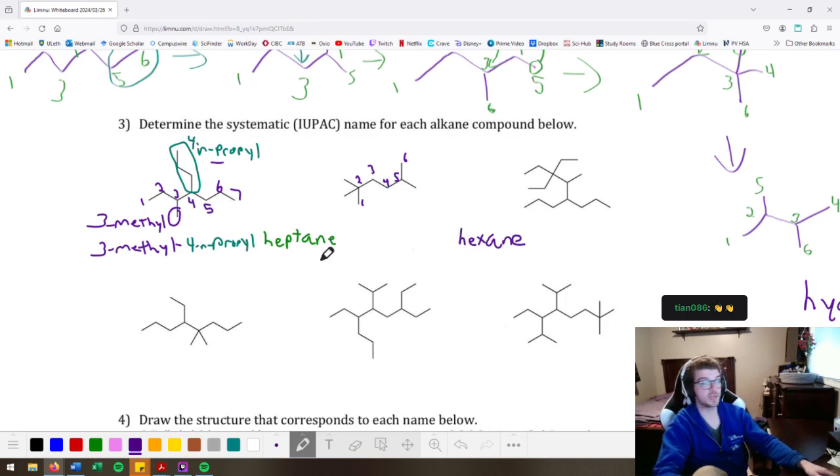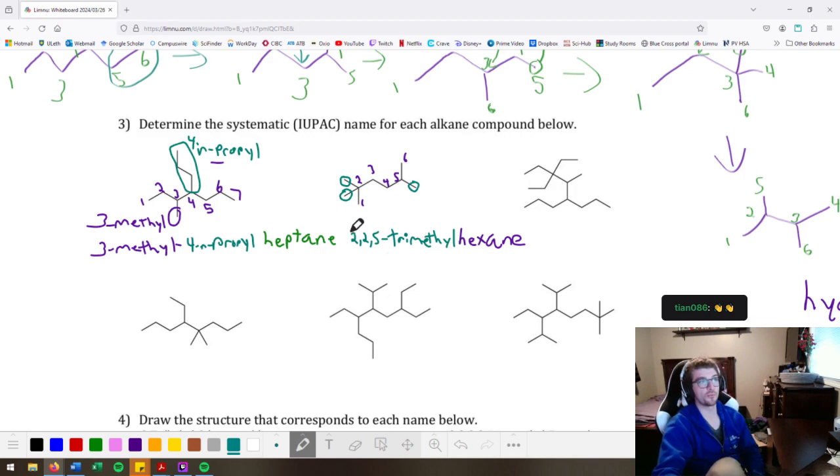Now we need to locate and identify the substituents. So everything that's not the main carbon chain is here. So there are 3 methyl groups, 2 of them on carbon 2 and 1 of them on carbon 5. So the way that we are going to name that is we're going to go 2, 2, 5 dash trimethyl hexane.